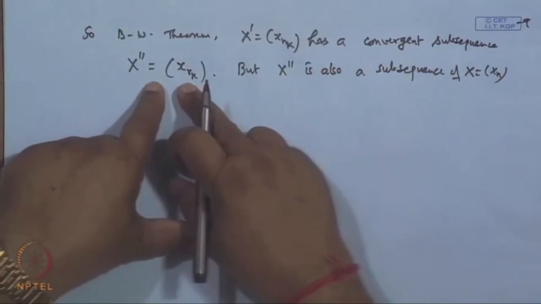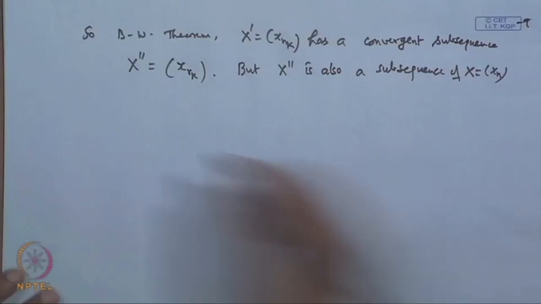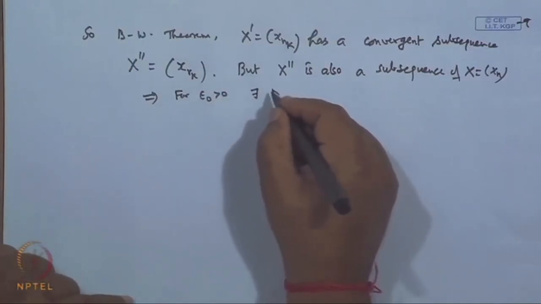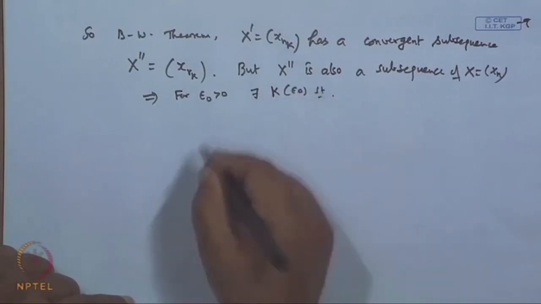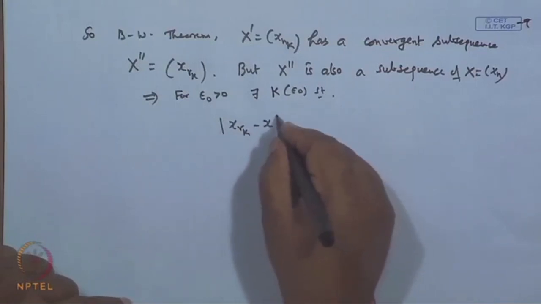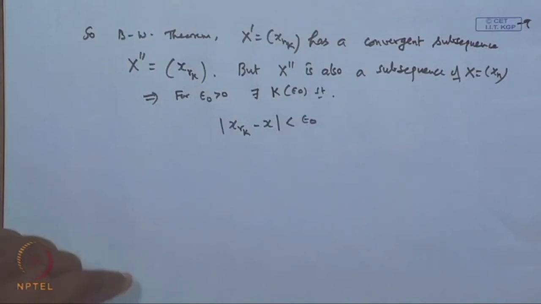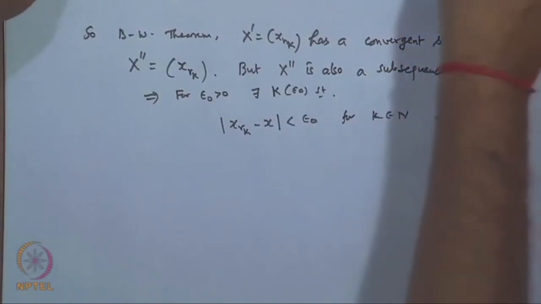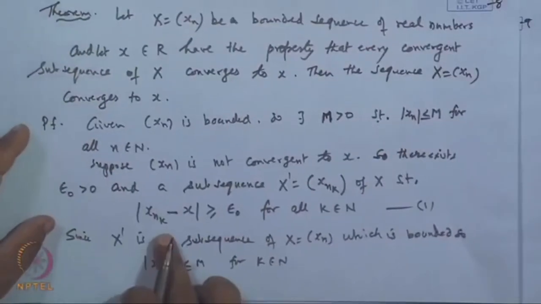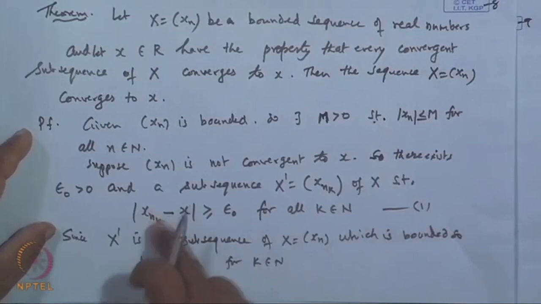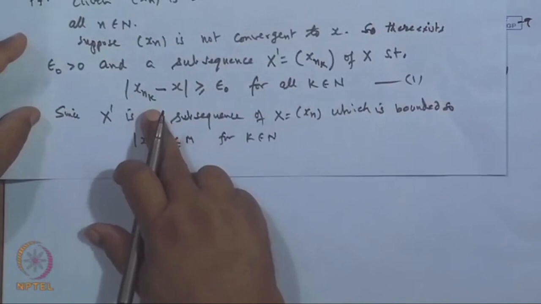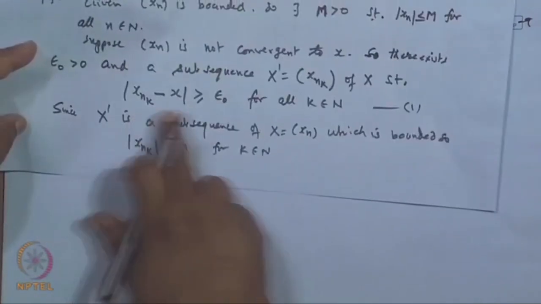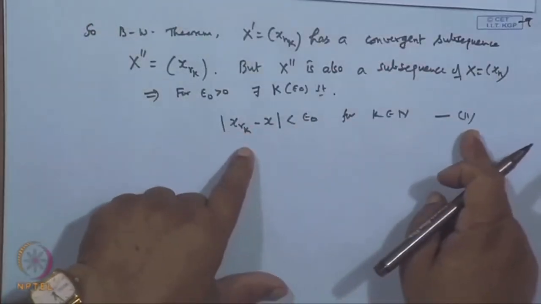So, this subsequence converges. Therefore, this implies that for the given epsilon naught greater than 0, there exists an integer capital K, depending on epsilon naught, such that mod of x r k minus x is less than epsilon naught for all k greater than or equal to K. Let it be 2. Now, 1 and 2 are contradictory. The first says mod of x n k minus x is greater than or equal to epsilon naught. Now, r k is one of the n k's, because x r k is a subsequence of x n k. So, these points belong to x dash and satisfy condition 1, but they also satisfy 2. So, a contradiction to 1.